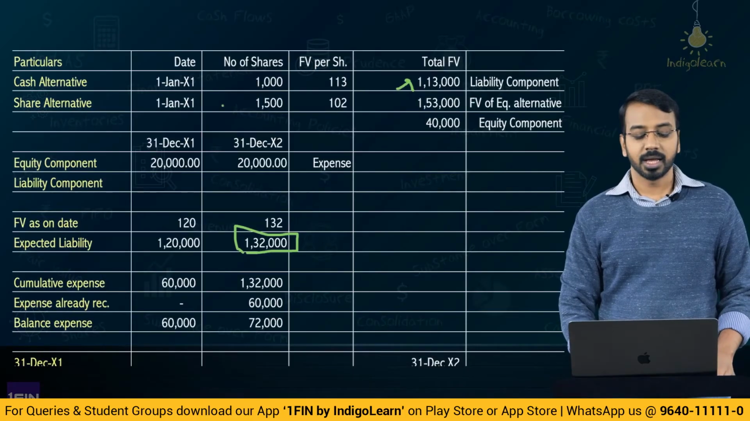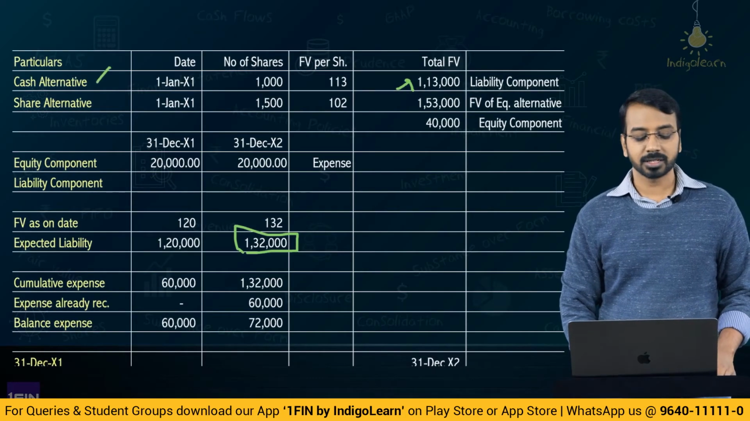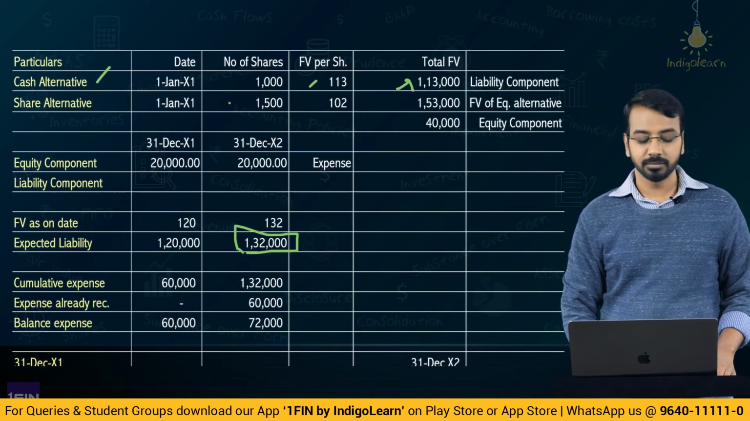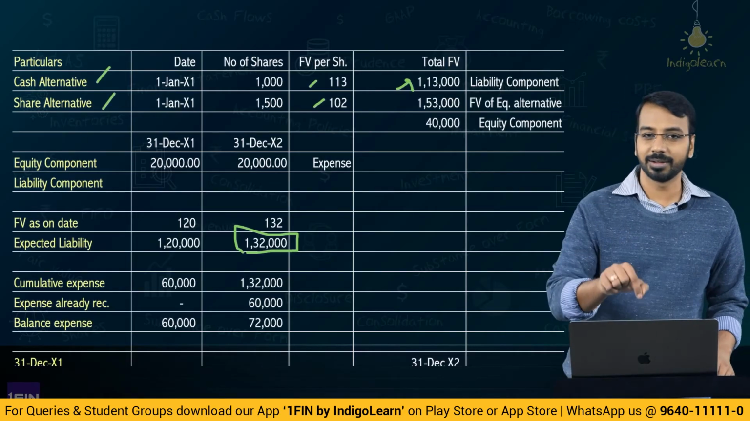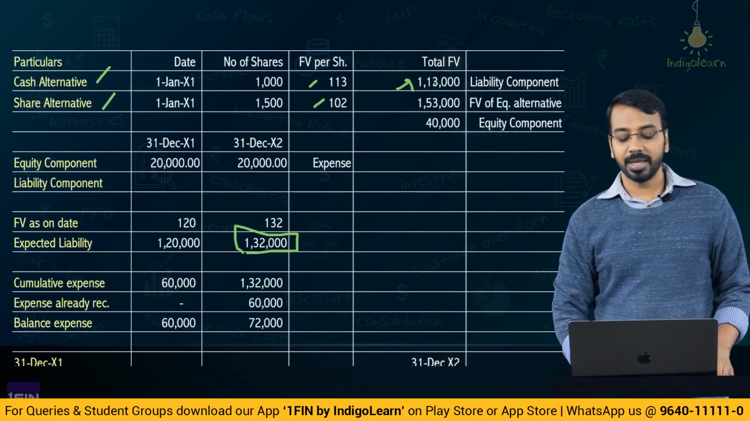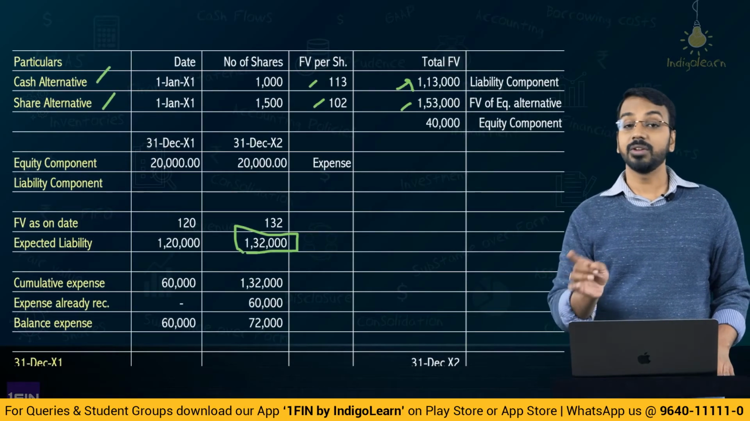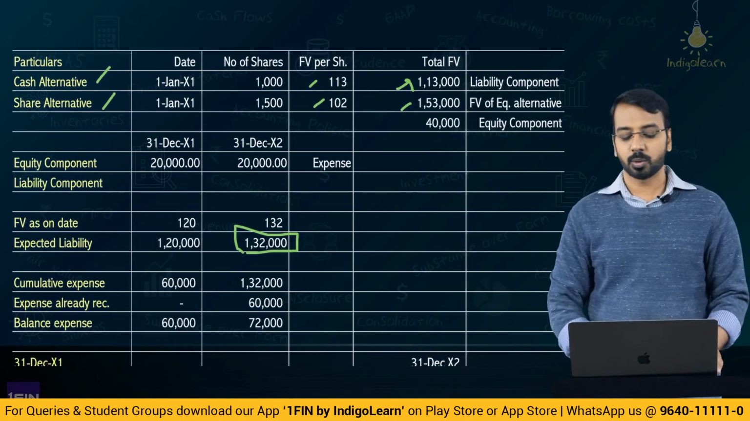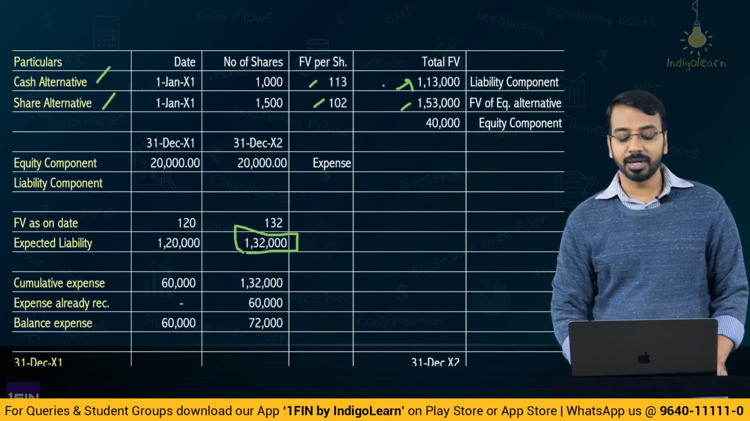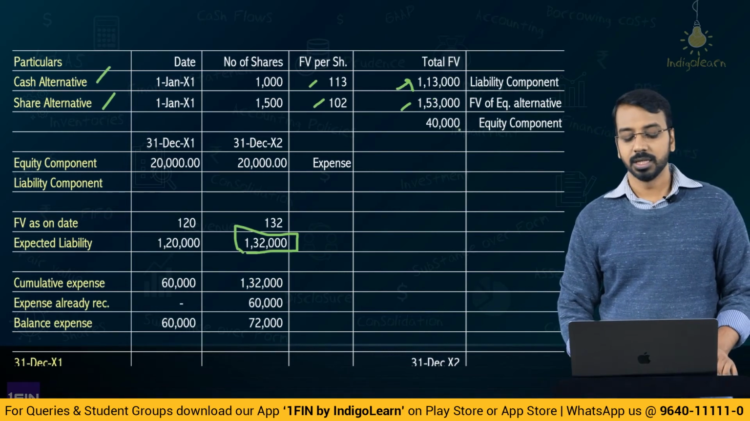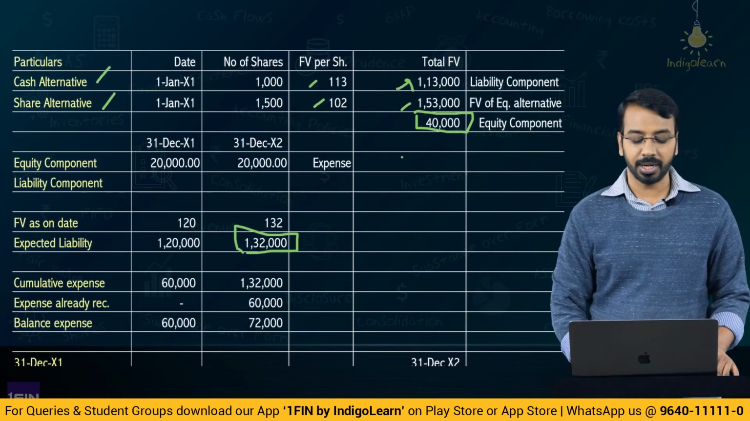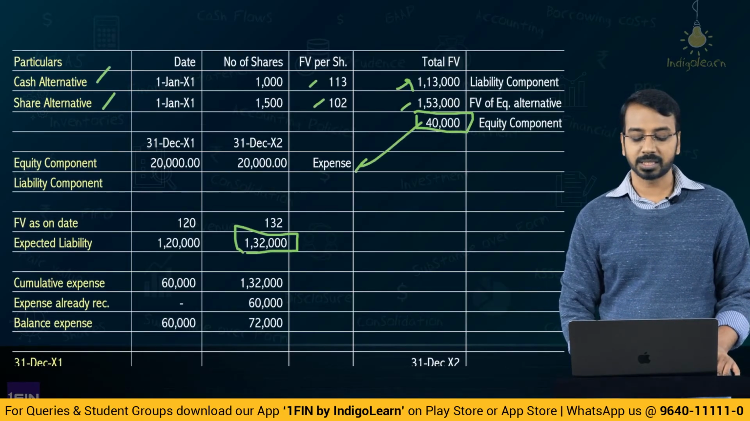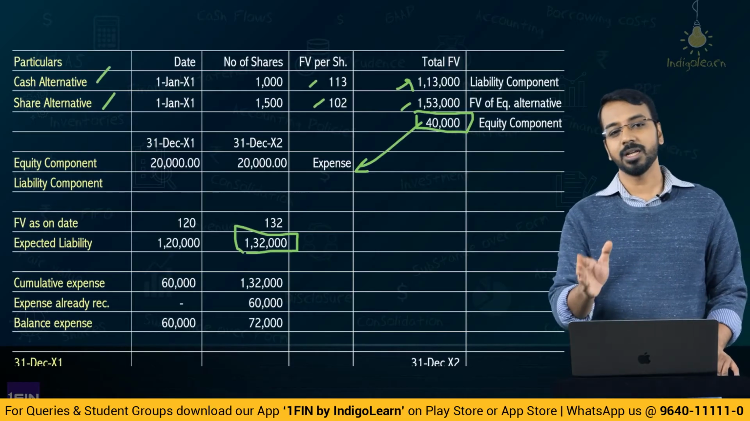So to quickly summarize, as at the date of grant, the cash alternative had a value of 113 and the share alternative had a value of 102. And why was the share alternative lesser? Because there is a lock-in involved. And based on that, the fair value of the equity alternative, that is the total fair value of the equity option, was 1,53,000 and the liability component had a value of 1,13,000. The difference between these two, that is this 40,000, is considered to be equity component. This 40,000 is expensed over 2 years, 20,000, 20,000.